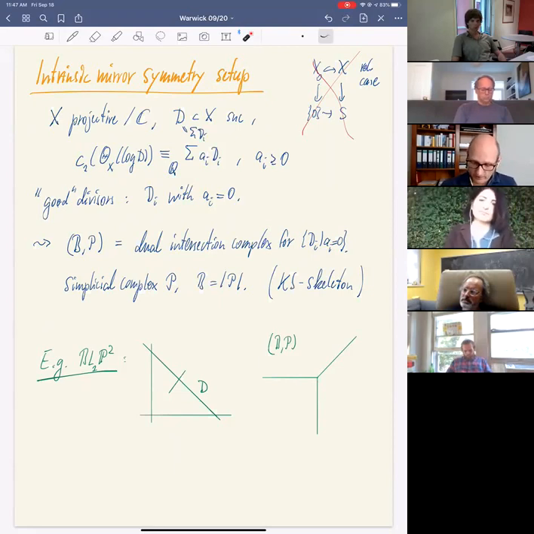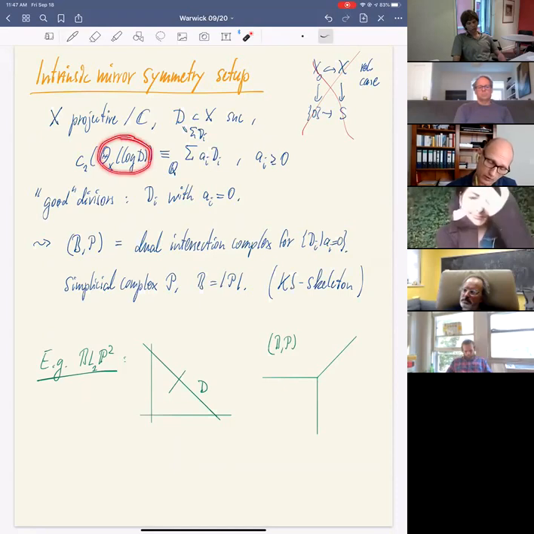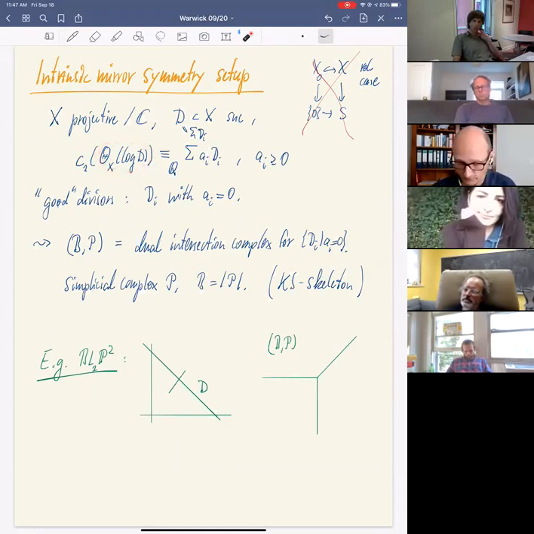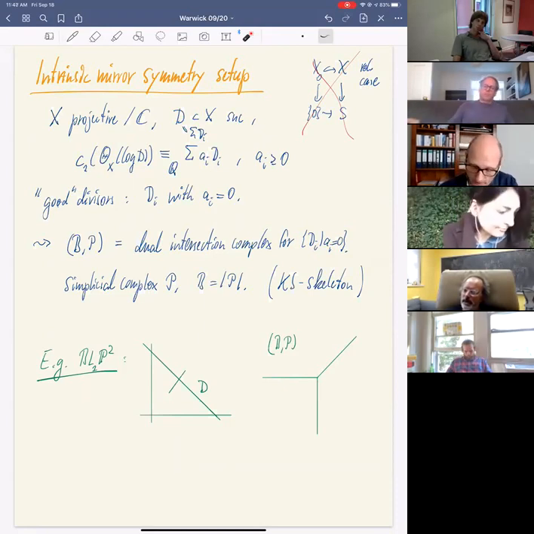And then there's some divisors that are kind of good from the point of view of log geometry. These are the ones where the a_i is 0. So if you think of a holomorphic form with poles along D, these are the ones that have logarithmic poles, where a section of Theta_X(log D) has first order poles.